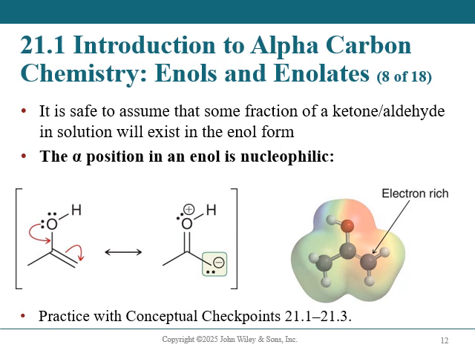It is safe to assume that some fraction of a ketone or aldehyde in solution will exist in enol form, regardless of how that equilibrium is favored. Even if it's just 1 in 1,000, 1 in 10,000, there's going to be some of it. The alpha position of an enol is considered nucleophilic. You have the electron-rich domain, as you can see, and that allows for that nucleophilicity.